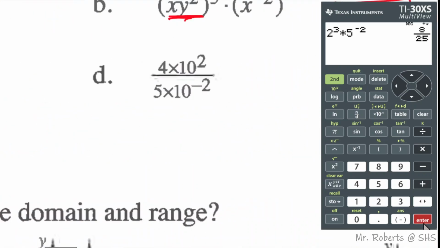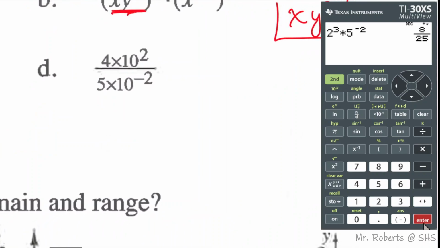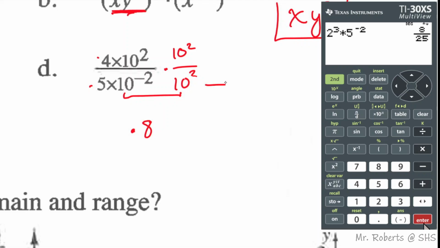And the last one in this group is 4 divided by 5. That's 0.8. When I do 4 divided by 5, I get 0.8. And then 10 squared divided by 10 to the negative second. Oh, I got a trick for that. I'm going to multiply by 10 squared over 10 squared. So in the denominator, 10 to the negative second times 10 to the second is 10 to the 0, which is equal to the number 1. And in the numerator, I have 10 to the 4th power.